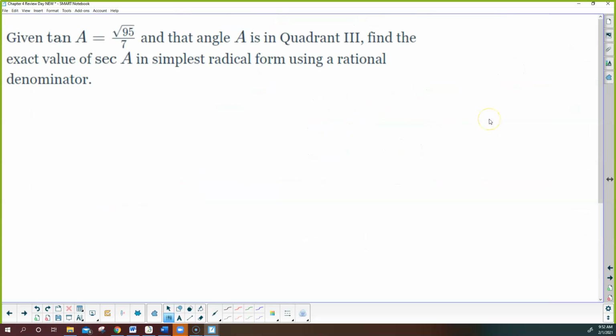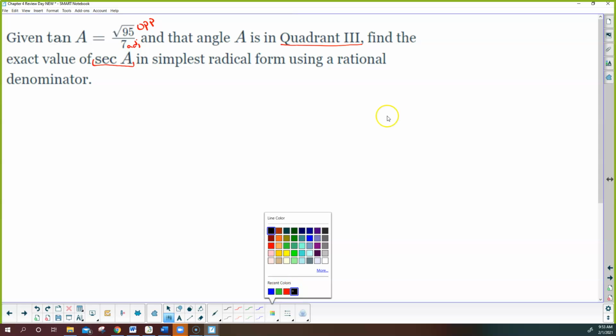All right, the next one. This one says, given tangent of angle A is square root of 95 over 7. Well, right away, when I see the word tangent, I'm thinking TOA, right? So I know the opposite and adjacent. And it says the angle A is in quadrant 3. So you got to know something about quadrant 3 to find the exact value of secant.